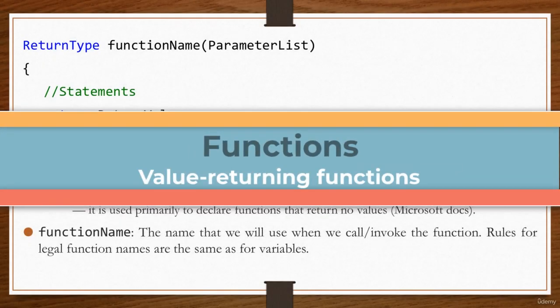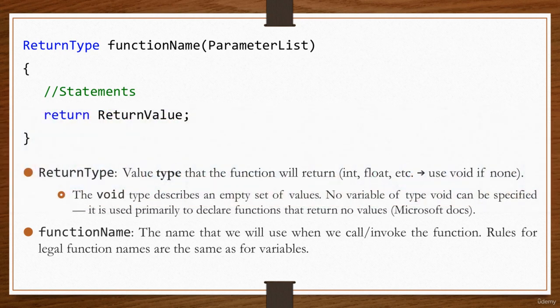In this video, we are going to continue the discussion on functions. So I have a quick example at the top here. You can see we have the return type. In the previous video, that was void. Now the return type is the value type that the function will return, and that can be int, float, and so on. And we use void if none. So if you don't want to return something specific, like we did in the previous video.